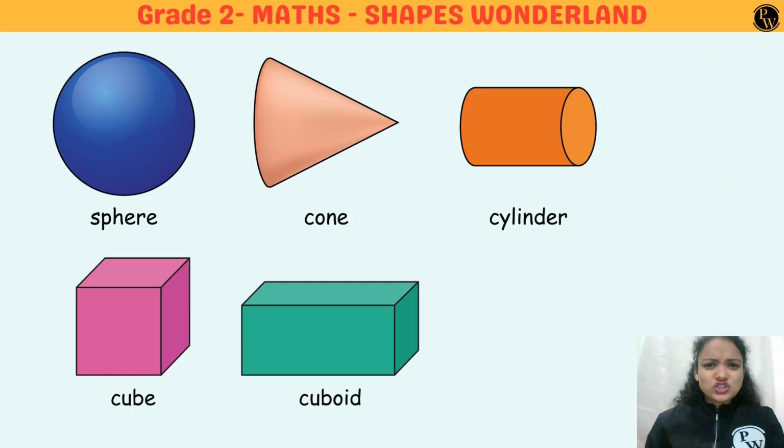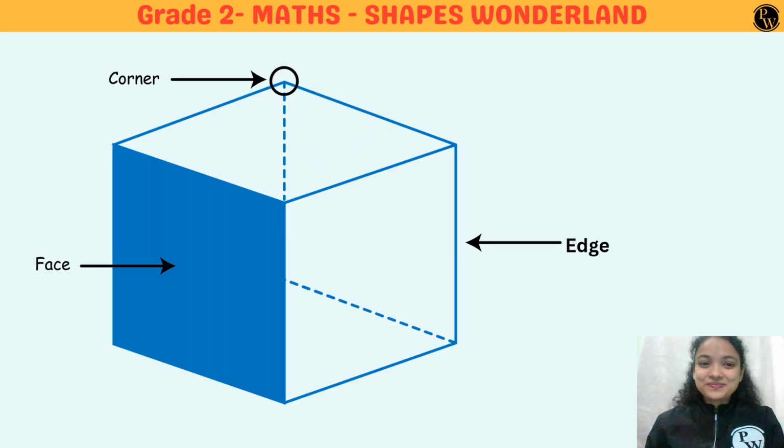Let's recall the solid shapes that we have learned so far. This is a sphere. This is a cone. This is a cylinder. This is a cube. This is a cuboid. You know what? These shapes are also known as 3D shapes. Today, we will learn about faces, corners, and edges of these 3D shapes.